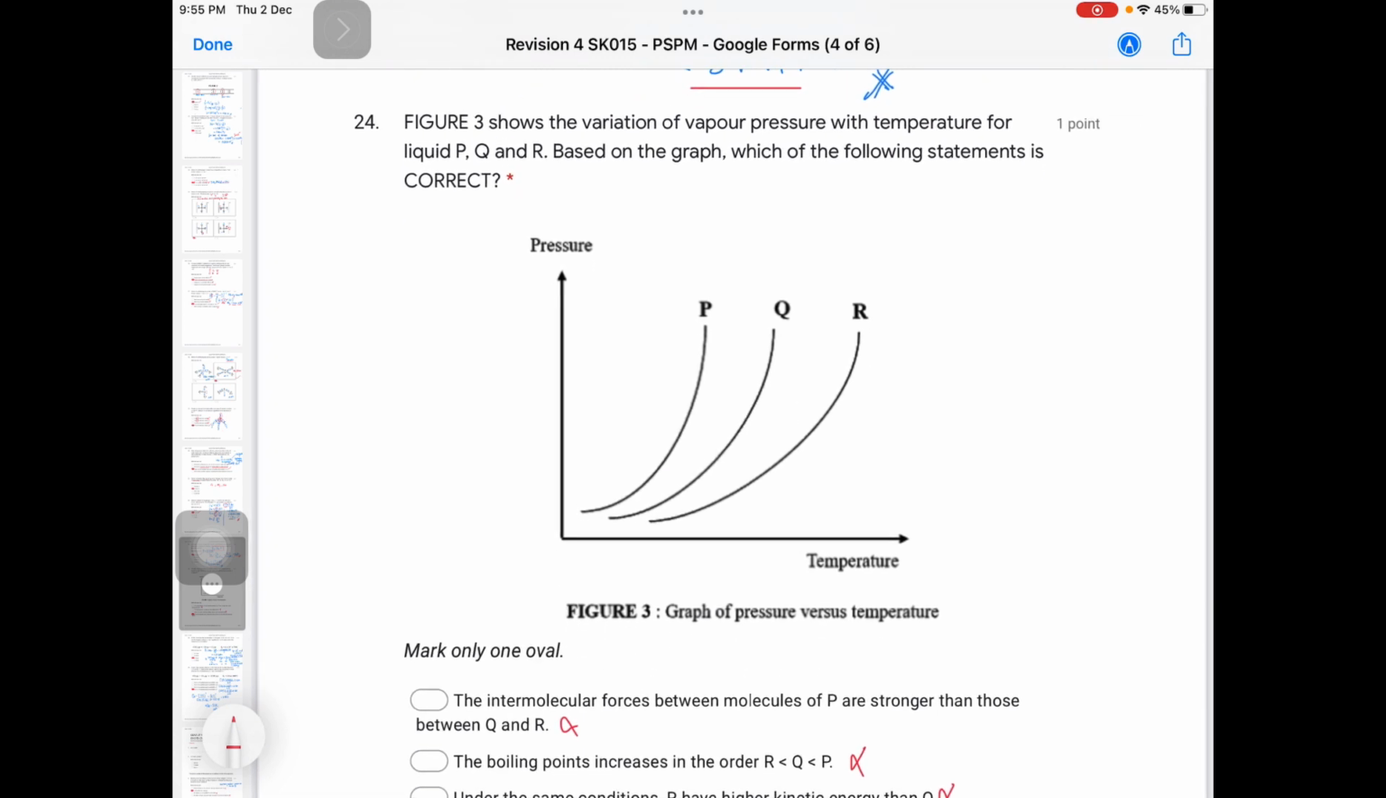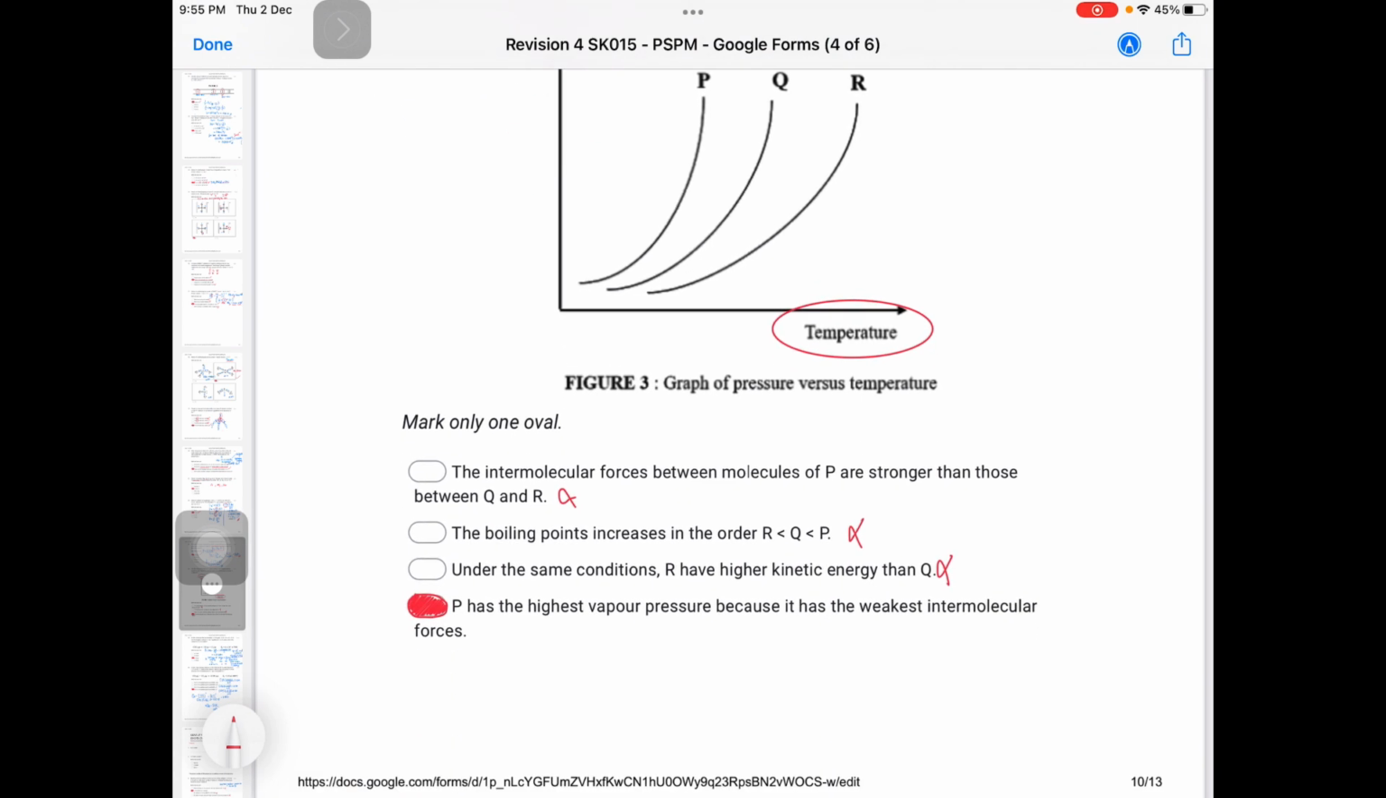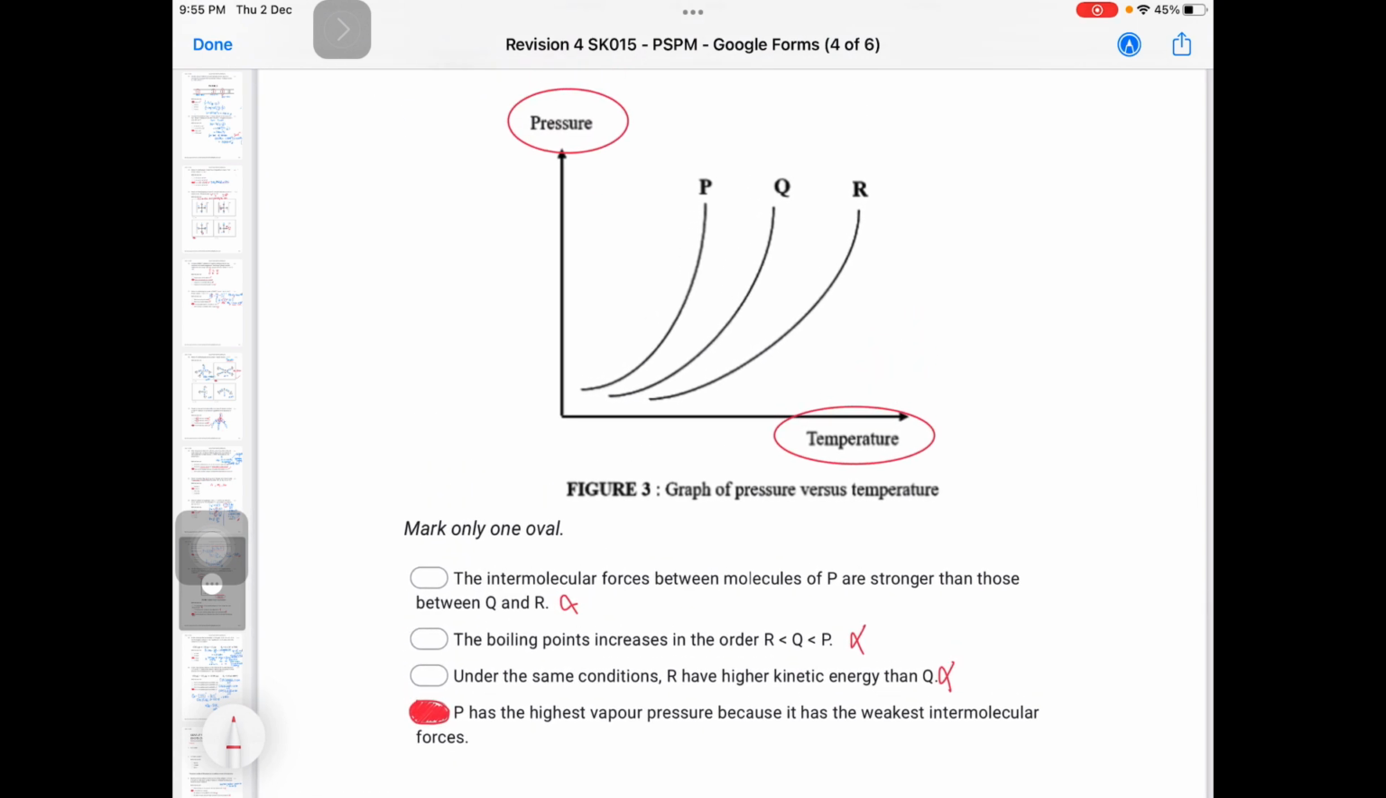Next. Figure 3 shows the variation of vapor pressure with temperature for liquid P, Q and R. Based on the graph, which of the following statement is correct? So this one is relation between pressure dan juga apa? Temperature. So graph of pressure versus the temperature. Jadi kalau kita tengok di sini, the intermolecular force between molecule P are stronger than those in Q and R. P stronger daripada Q dan juga R.